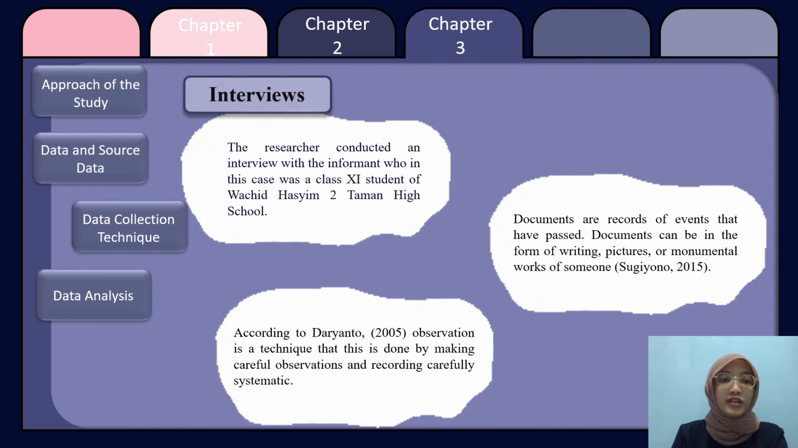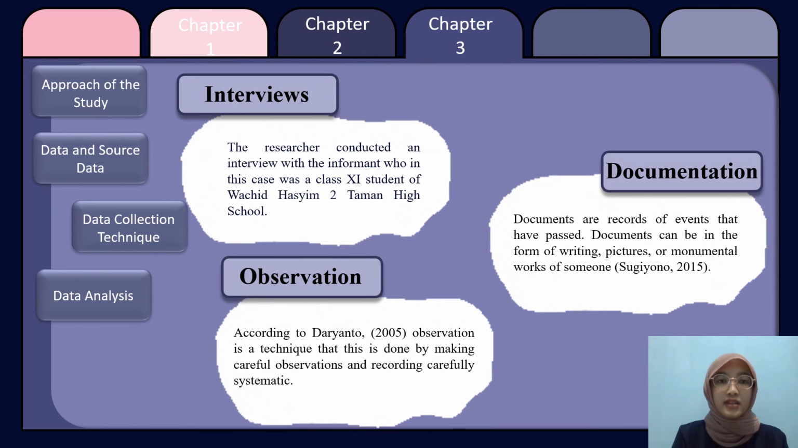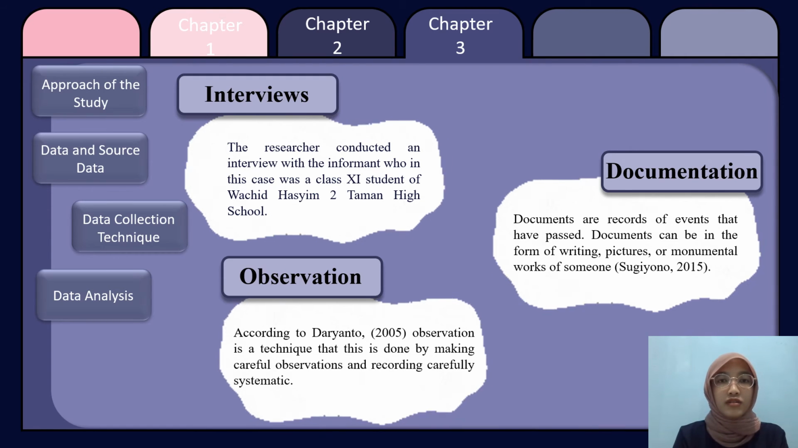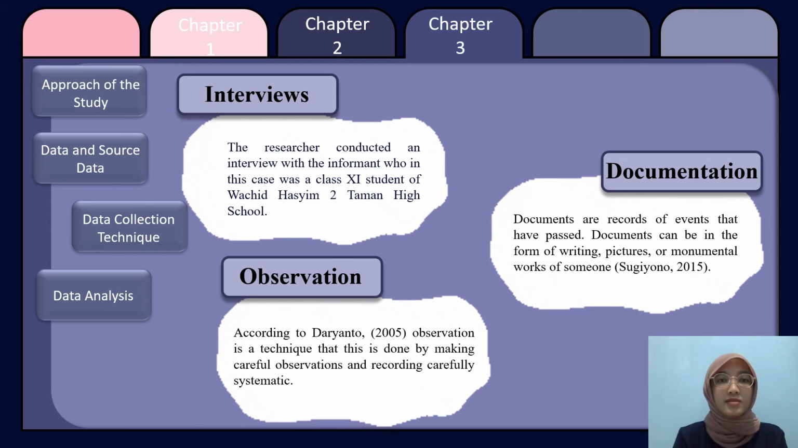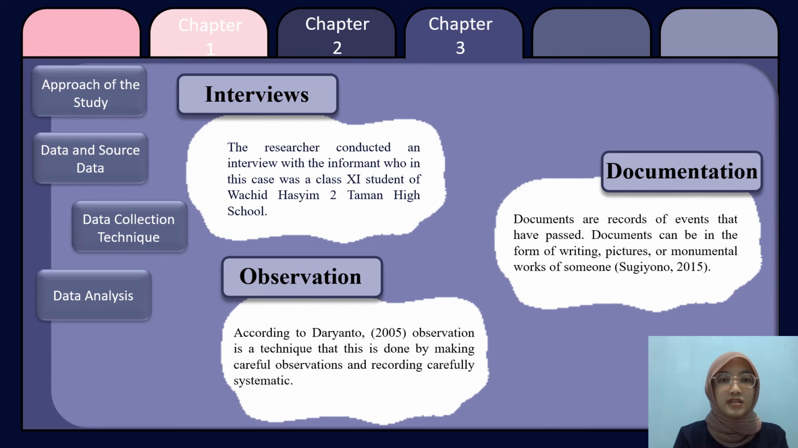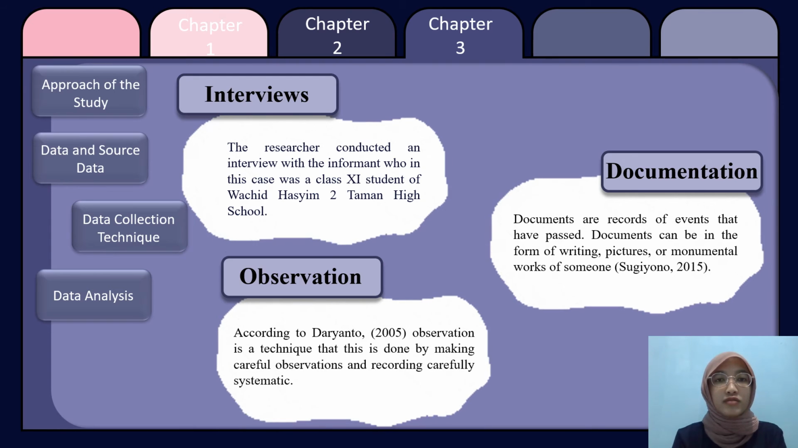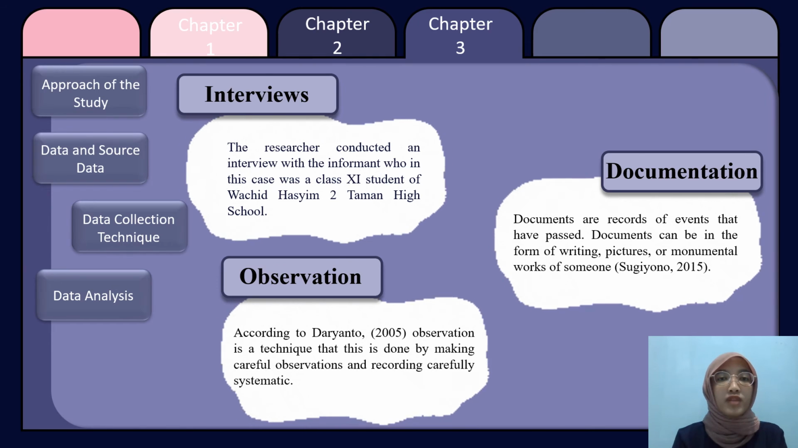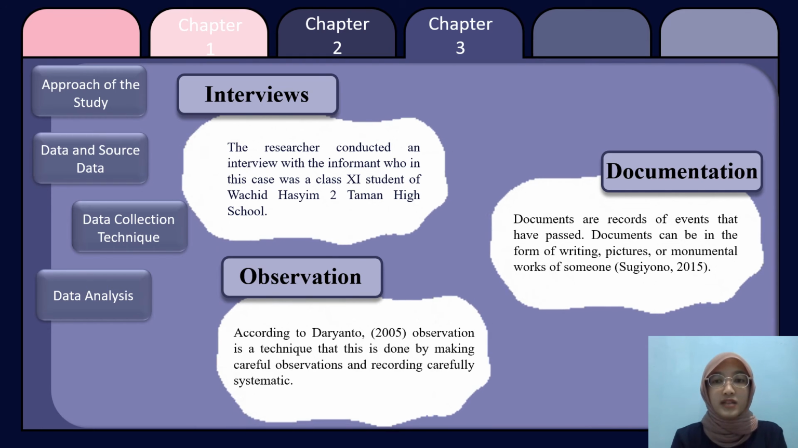And next, data collection techniques. There are three techniques. Number one, interview. According to Sugiyono 2015, there are three types of interview, namely unstructured, semi-structured, and structured interview. In the study, the researchers used a semi-structured interview, which is conducted more freely compared to a structured interview. The purpose of this type of interview is to find more open problems, where the interviewee is asked for opinions and ideas.